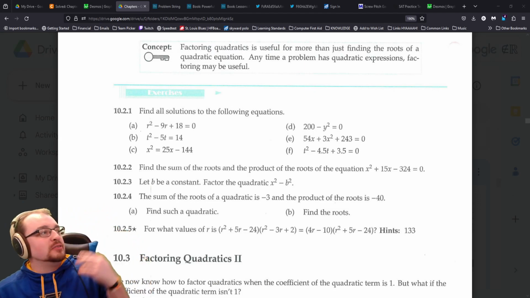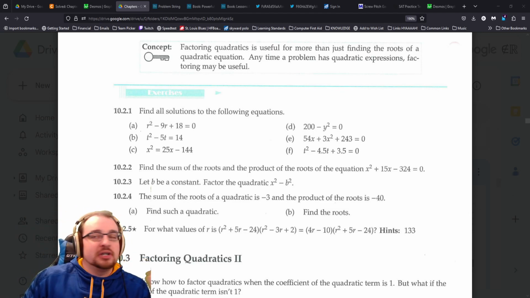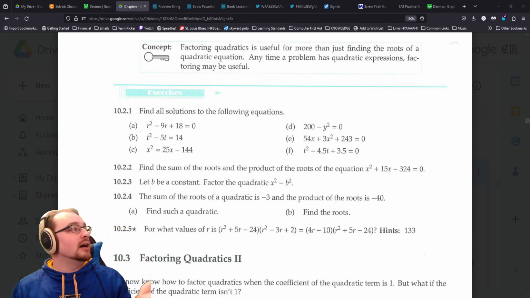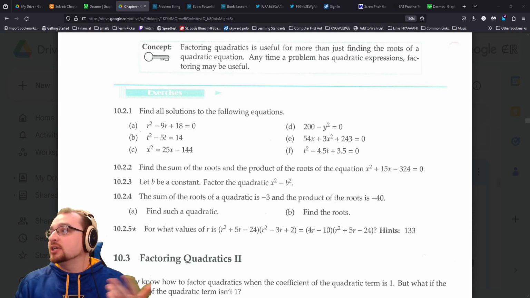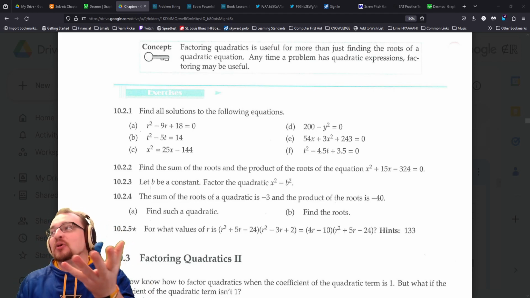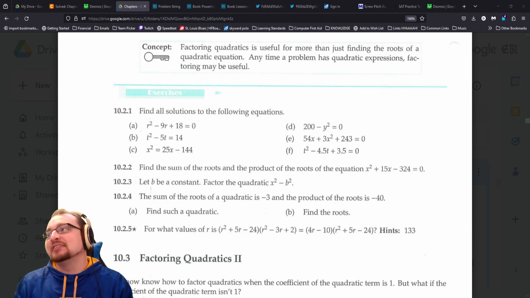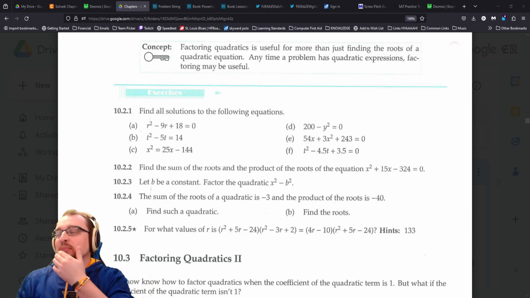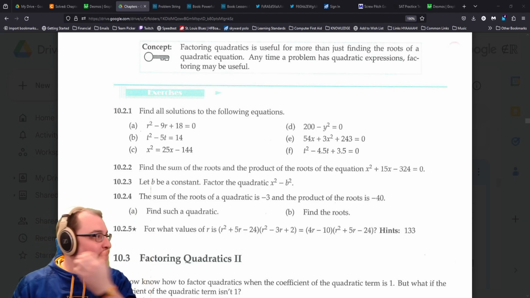So for some of these, it's really not that bad, right? For part A on 10 to 1, we're looking for numbers that multiply to 18 and add to -9, right? That's not so bad. You might think 9 and 2, but of course 9 and 2 don't add to -9. It's 6 and 3, right? Both have to be negative, right? We factor it, blah, blah, blah.